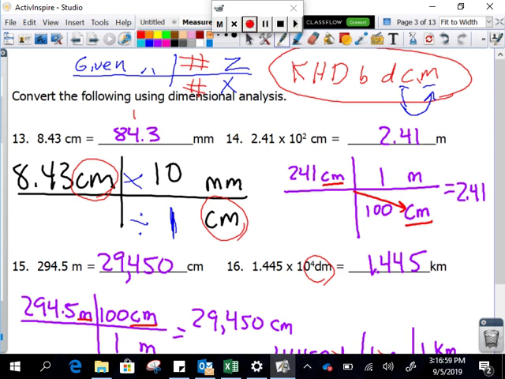Number 14, pretty much the same thing. I have 241 centimeters, so the bottom has centimeters. This time, though, the centimeter is the smaller unit.